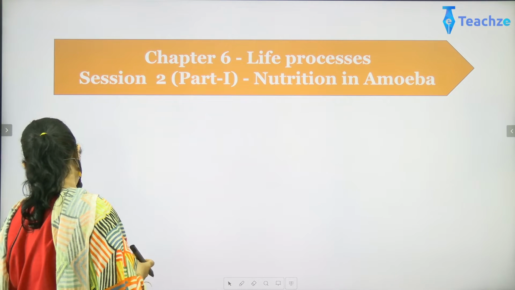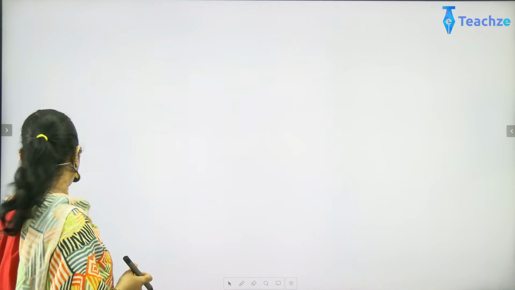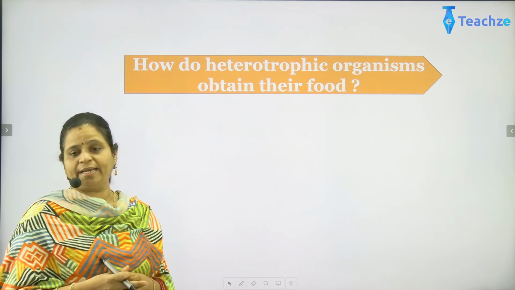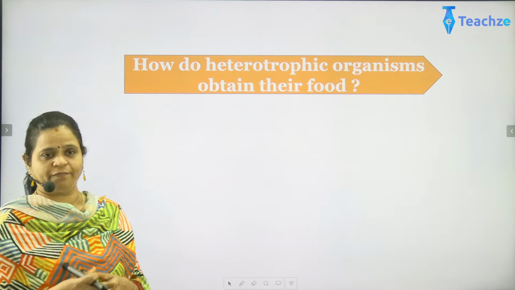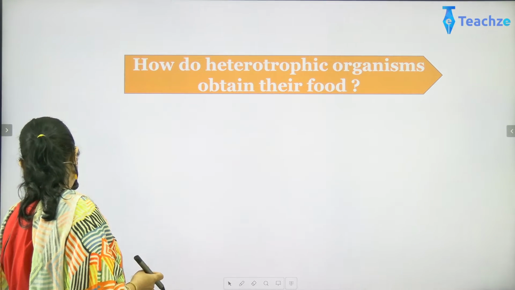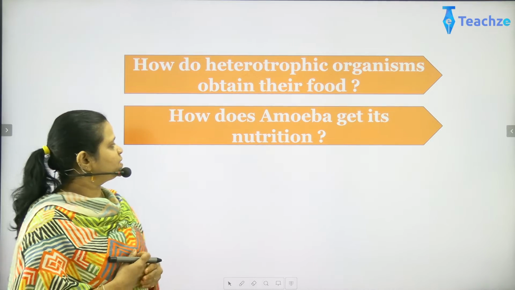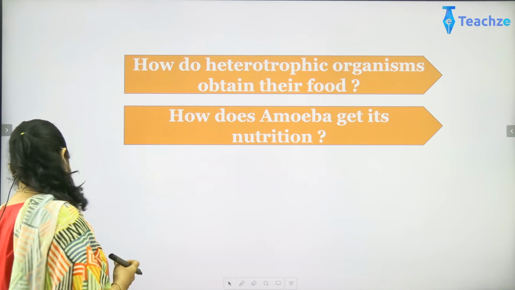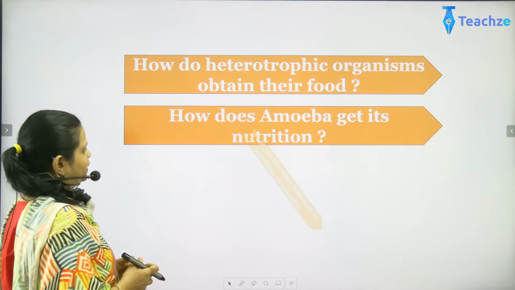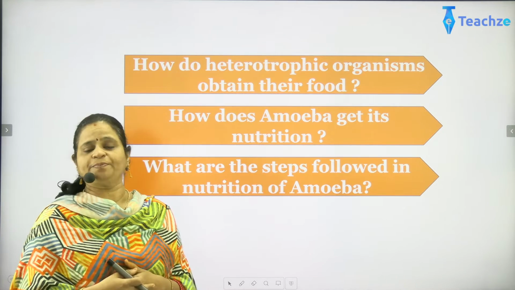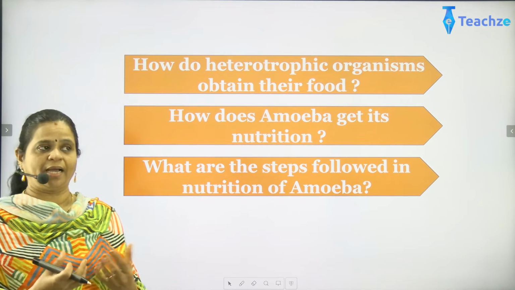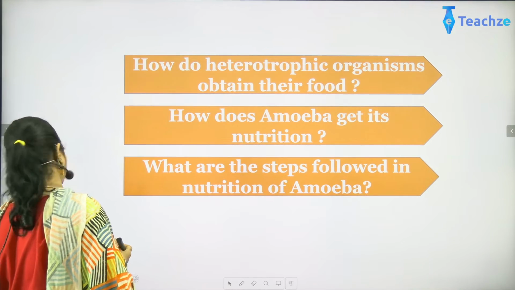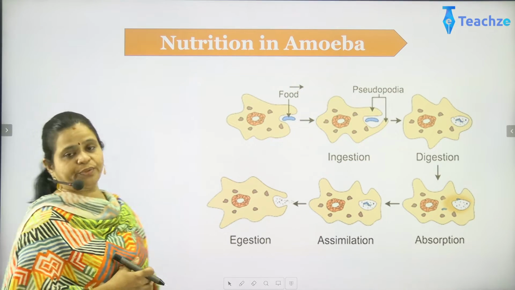So let's look at the subtopics we are going to touch today. The first one will be, what are heterotrophic organisms and how do they obtain their food? The second subtopic will be, how does amoeba get its nutrition? What is the kind of nutrition amoeba does? And the third one will be, what are the different steps followed by amoeba as it takes this nutrition? Now going forward to the next one. So we will start with nutrition in amoeba.